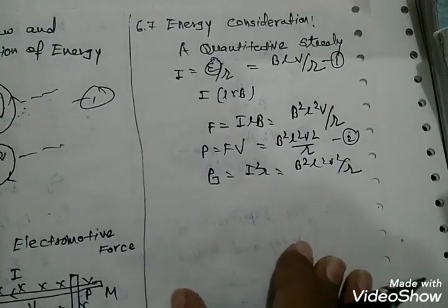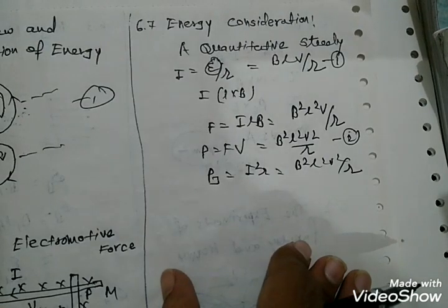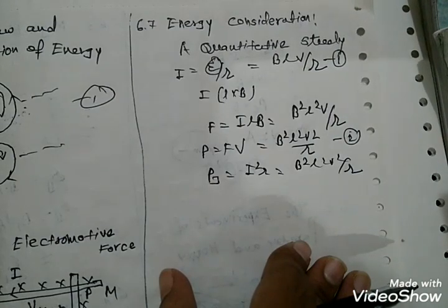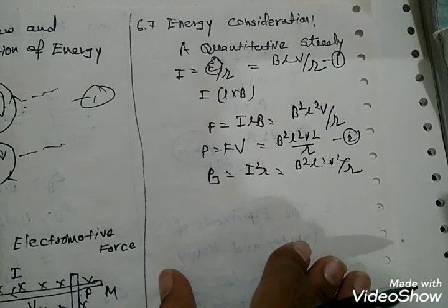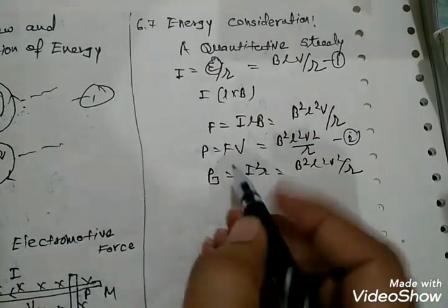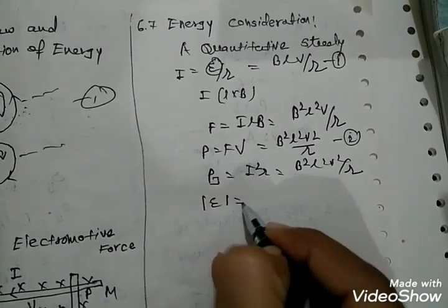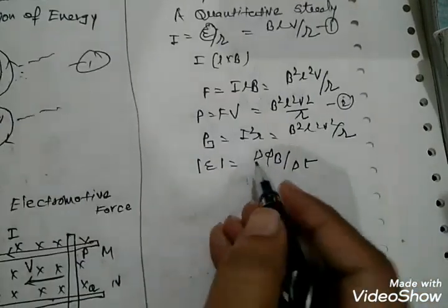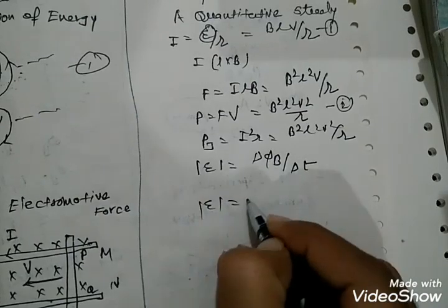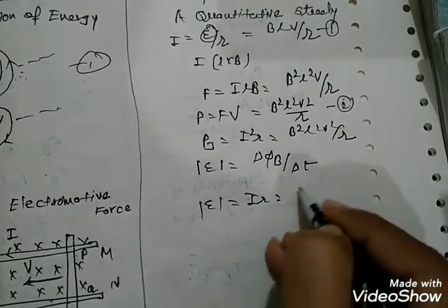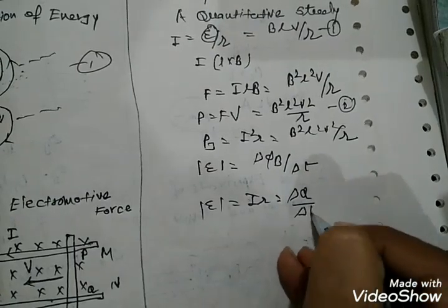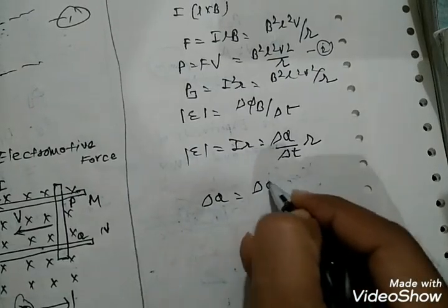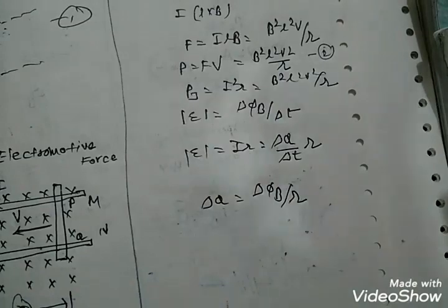Now the last equation: there is an interesting relation between the charge flowing in the circuit and the change in the magnetic flux. From Faraday's law we have learned that the magnitude of induced EMF is mod del phi B upon del T. So now here IR is equal to del Q upon del T into R. So del Q is equal to del phi B upon R.